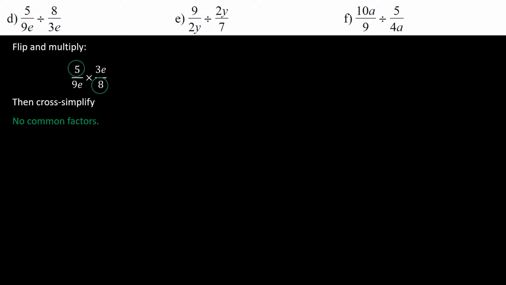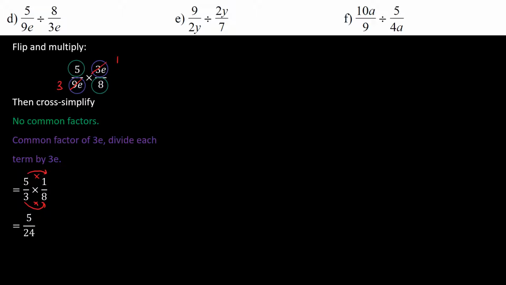So here's just another few of those. We just flip the second one and times. So check our cross simplification, 5 and 8, no common factors. 3e and 9e have 3e as a common factor. So 9e becomes 3 because that's 3 lots of 3e is 9e. And 3e becomes 1. Now we just have numbers, 5 over 3 times 1 over 8, times the top by the top, bottom by the bottom, we have 5 over 24.